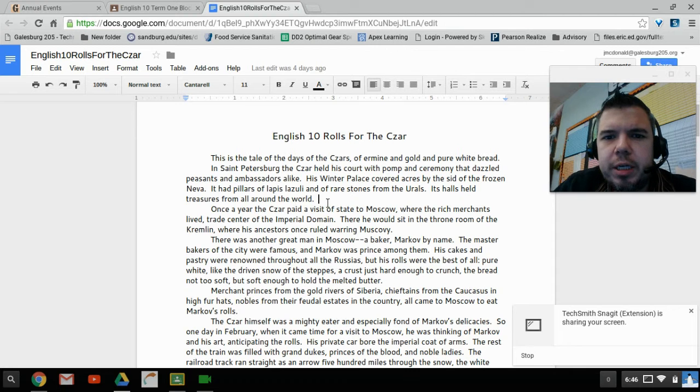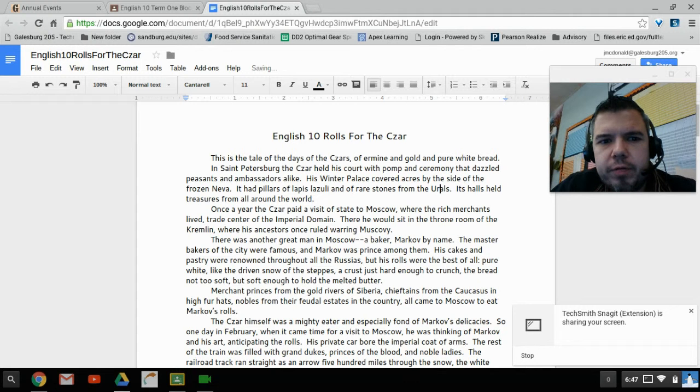This is the tale of the day of the Czars, of ermine and gold and pure white bread. In St. Petersburg, the Tsar held his court with pomp and ceremony that dazzled peasants and ambassadors alike. His winter palace covered acres by the side of the frozen Neva. It had pillars of lapis lazuli and of rare stones from the Urals. Its halls held treasures from all around the world.